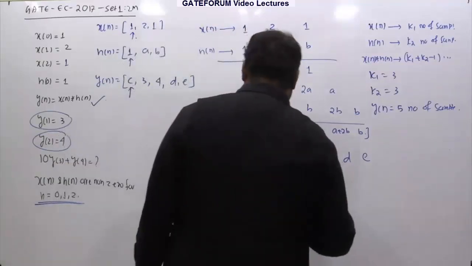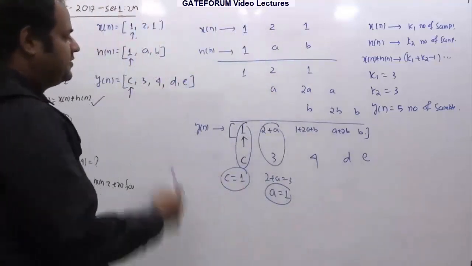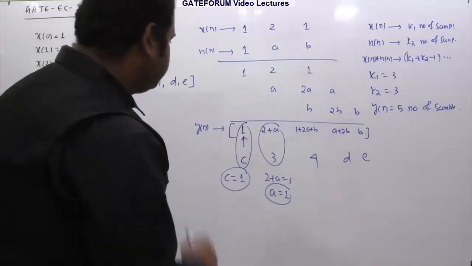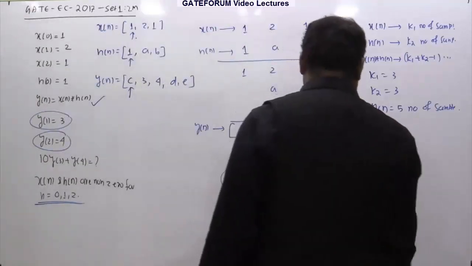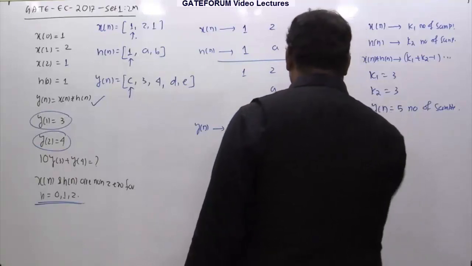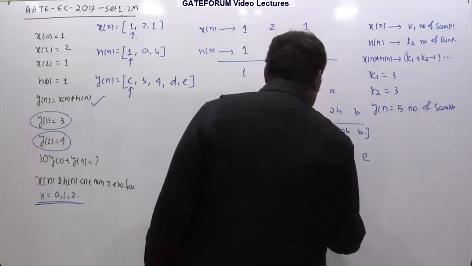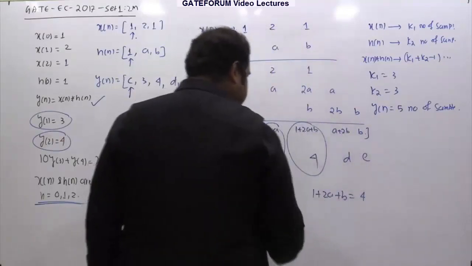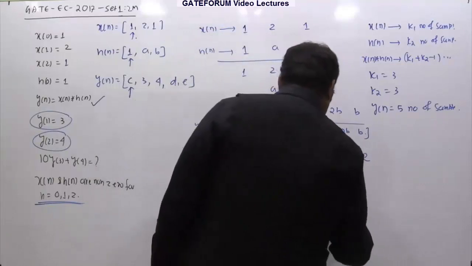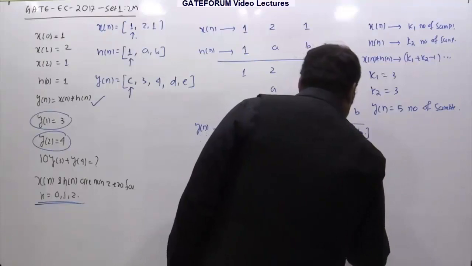Then what else do we need? We need a, b, c, d, e. So a I got, c I got. Then from these equations I can get b. What is the equation? 1 plus 2a plus b is equal to 4. Since a is 1, I get 1 plus 2 plus b equals 4. So b is equal to 4 minus 3, which is 1.